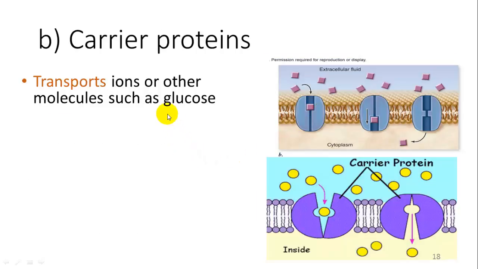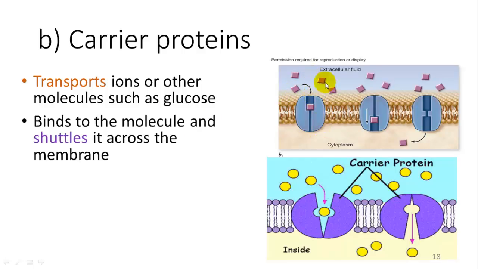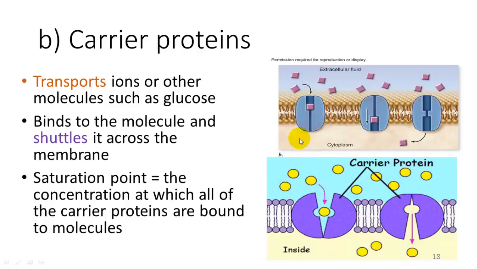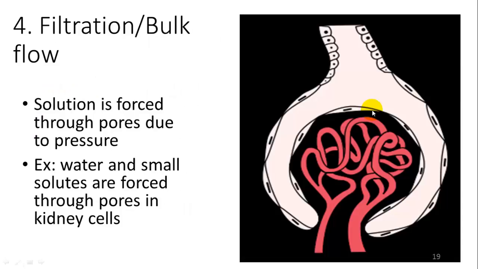Carrier proteins then transport ions or other molecules such as glucose in or out of the cell. They bind to the molecule and then it shuttles across the membrane. There is a point at which the carriers are all saturated, meaning they all have whatever substance they are transporting bound to them. They are all fully saturated.